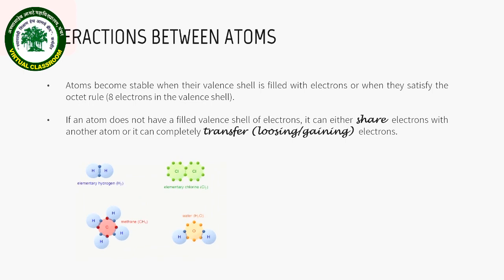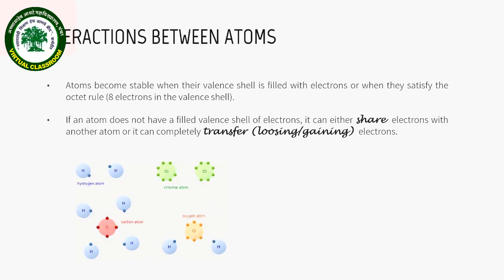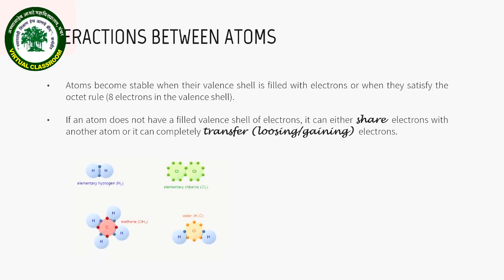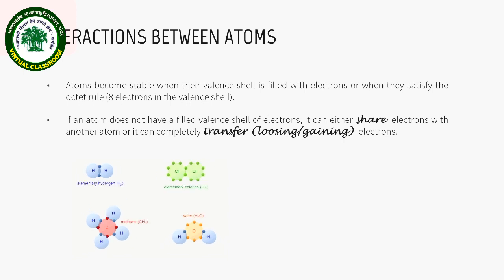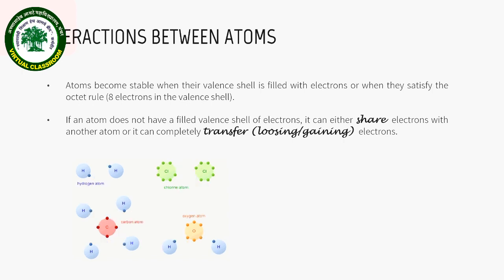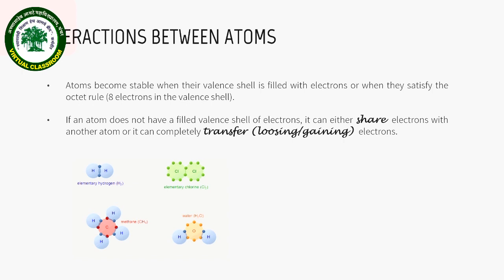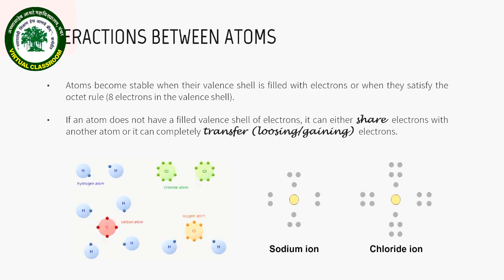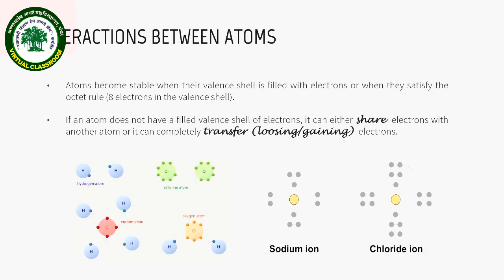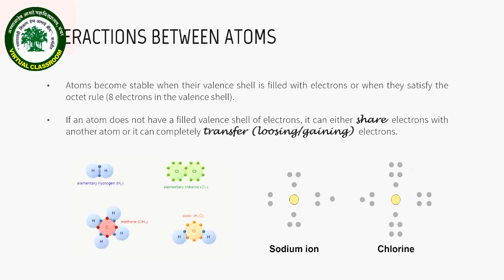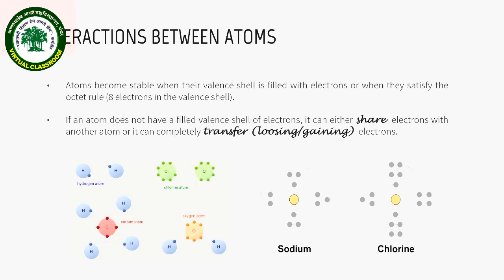For example, in case of hydrogen atom, it has one electron in its outermost shell. It is shared by another hydrogen atom, forming the H2 molecule, that is, the hydrogen molecule. Similar is the case with chlorine. It has 7 electrons in its outermost shell, which is shared with another chlorine atom, forming Cl2. Same is the case with methane as well as the water molecule. In case of sodium, it has one single electron in its outermost shell, while chlorine has 7. Sodium donates its electron while chlorine accepts the electron.